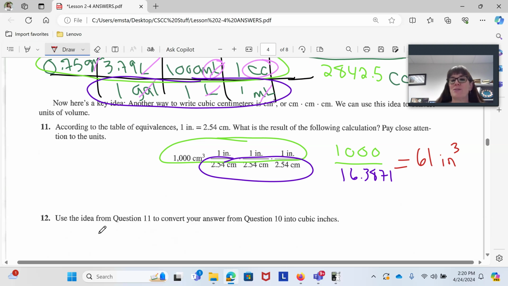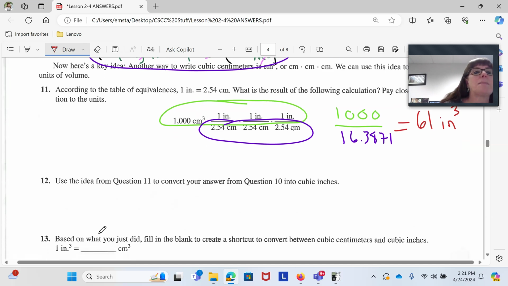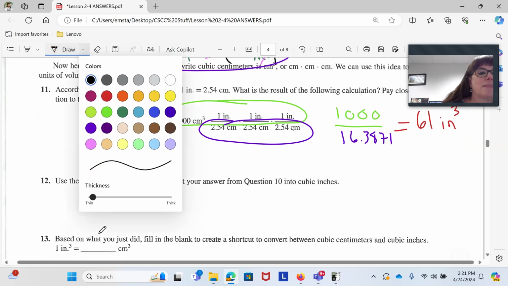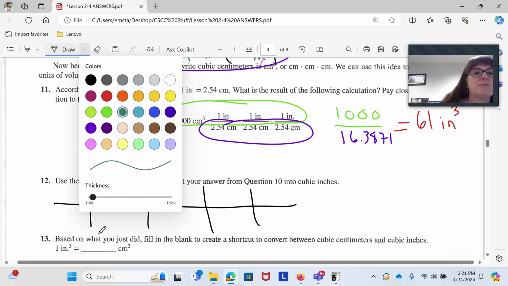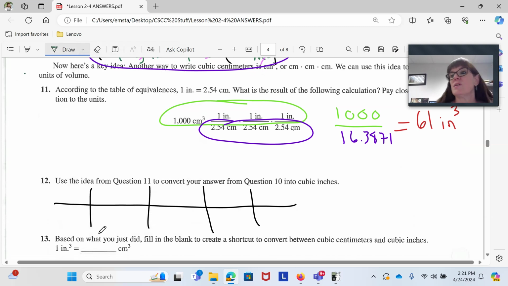Why in the world might we want to do this? Where does this pertain to? Well, we can take our answer from number 10 and convert it into inches cubed if we ever wanted to. So again, I'm going to get my train tracks here. Just do a whole bunch of them because I may need several this time. I am trying to convert my answer from number 10, which was 2,842.5 inches cubed. And I'm trying to get that into centimeters cubed, cc's.